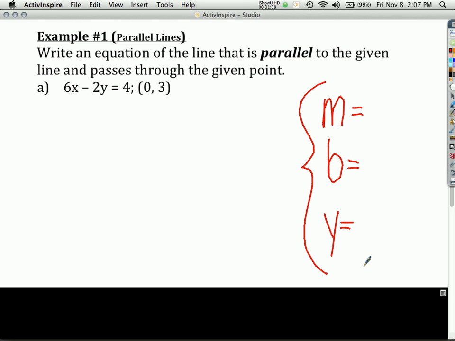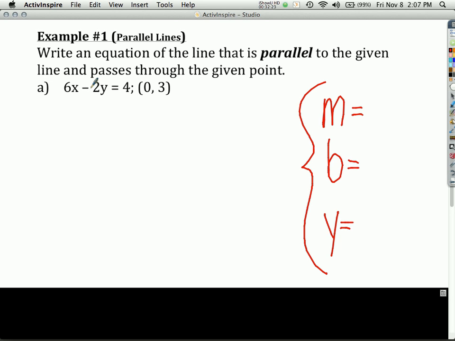Okay, now let me explain what's going on here. We are being given a line. That is an equation of a line. Here is a separate point. This point is not on that line. How do I know? Because that's the situation. This point is not on this line.